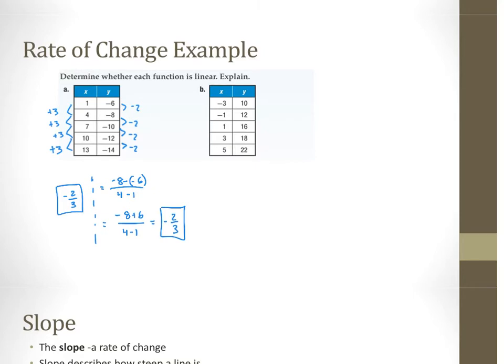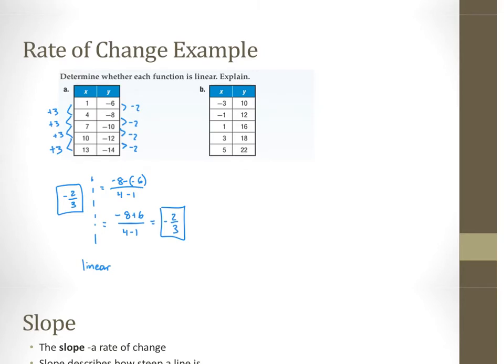And you would just do the equation for each piece, for each block, to make sure that the rate of change was consistent the whole time. And if you did the equation for every single block, it would be. So therefore, this equation is linear because the rate of change is constant. Now let's do the other one.